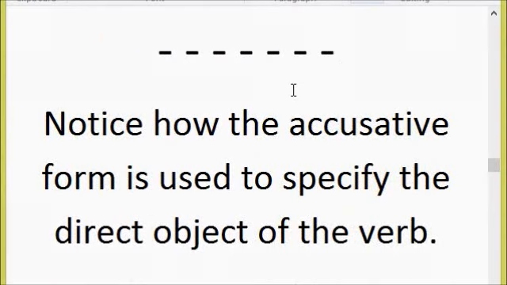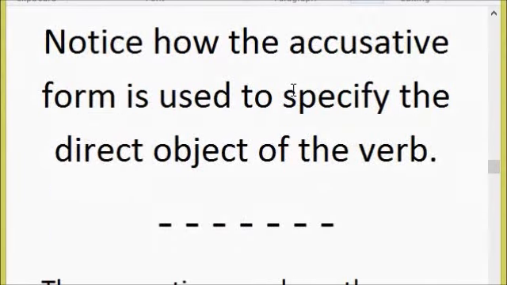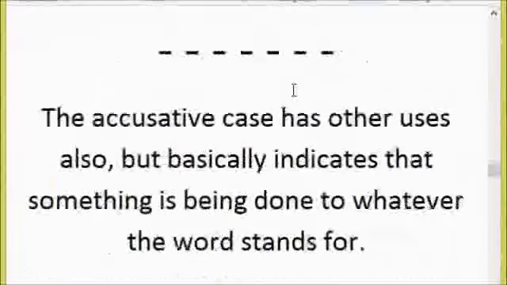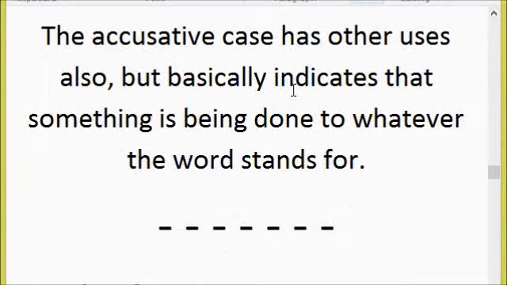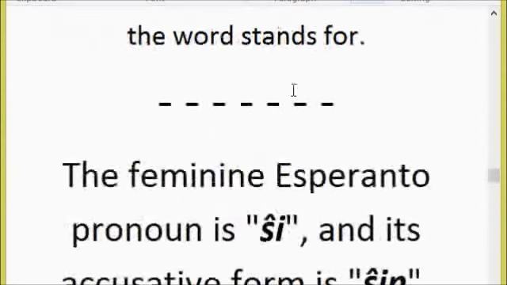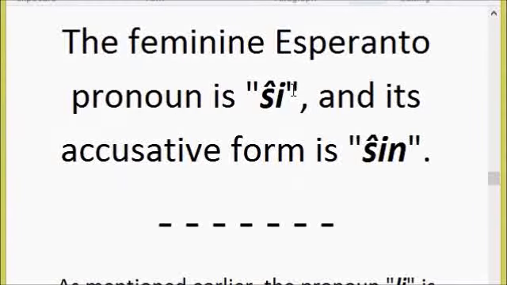Notice how the accusative form is used to specify the direct object of the verb. The accusative case has other uses also, but basically it indicates that something is being done to whatever the word stands for. The feminine Esperanto pronoun is she, and its accusative form is shin.